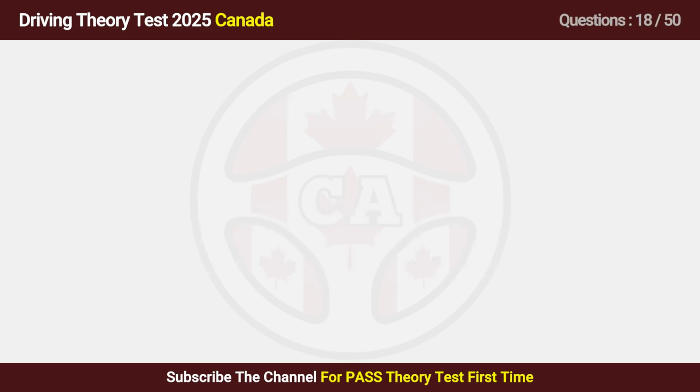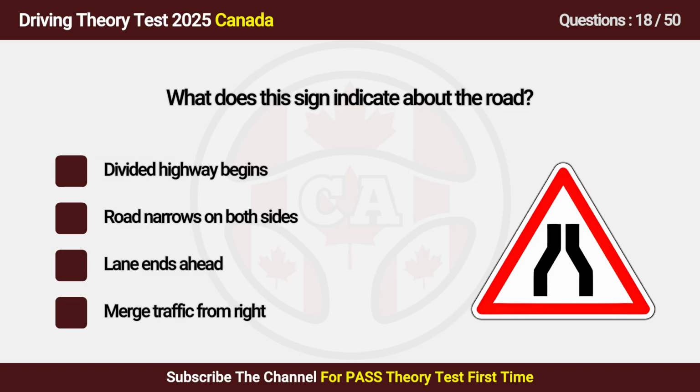Question 18. What does this sign indicate about the road? A. Divided highway begins. B. Road narrows on both sides. C. Lane ends ahead. D. Merge traffic from right.